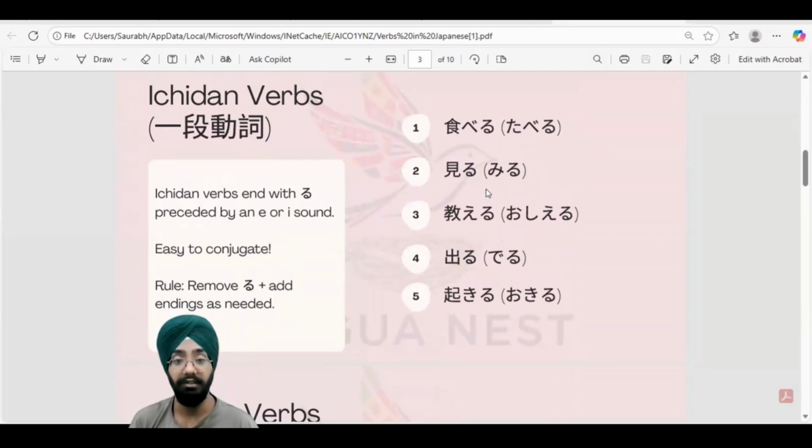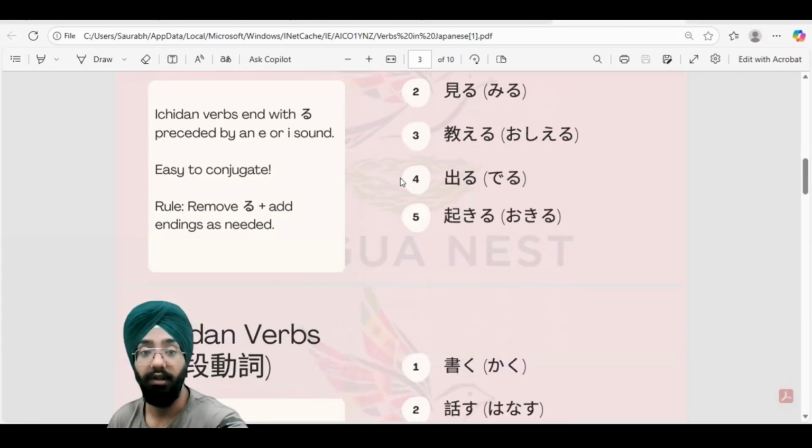Ichidan verbs end with ru, preceded by an e or i sound, and are easy to conjugate. Basically, these are simply the verbs that end with a ru sound. For example, taberu, miru, oshieru, neru. Ichi means one, so Ichidan verbs have only one stem and they conjugate with it.